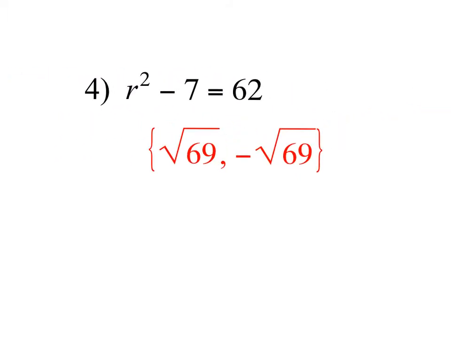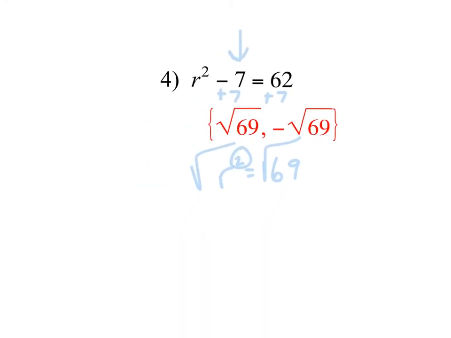Now, remember what I said earlier. It cannot be equal to 0, but I've got this extra term here, so we're just going to move it over by adding it to the other side. R squared equals 69. Got to get rid of the 2. Take the square root of both sides. R equals the square root of 69.